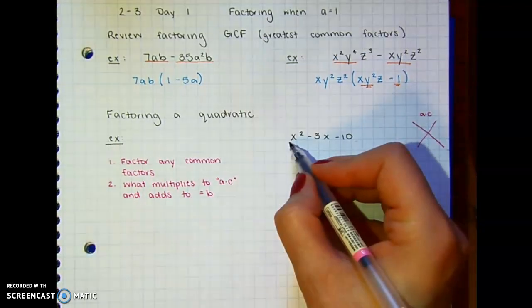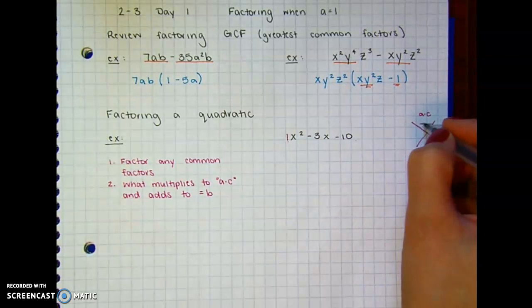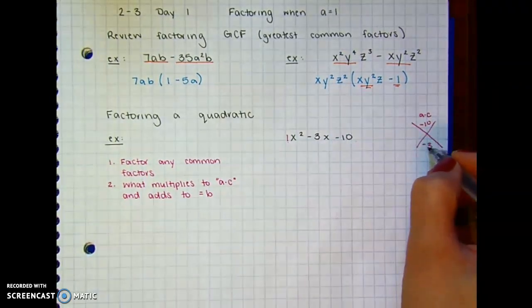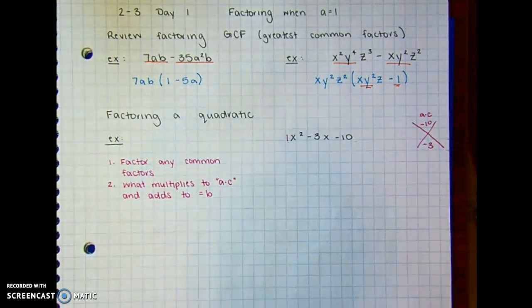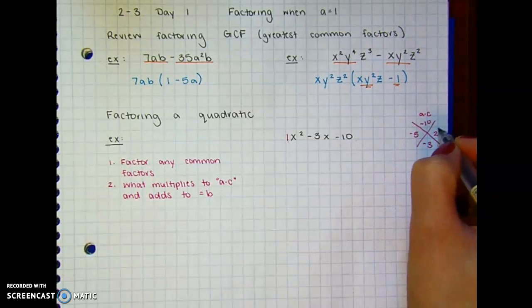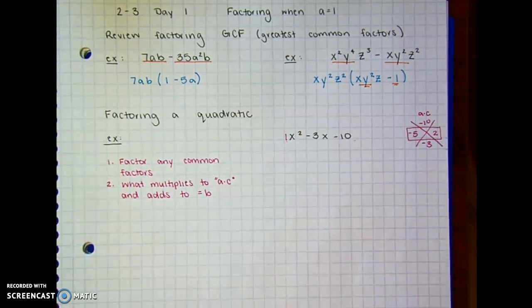So a times c, a is 1, right? So 1 times negative 10. So what multiplies to negative 10 and adds to negative 3? So negative 5 and positive 2. Right, negative 5 times 2 is negative 10, negative 5 plus 2 is negative 3.